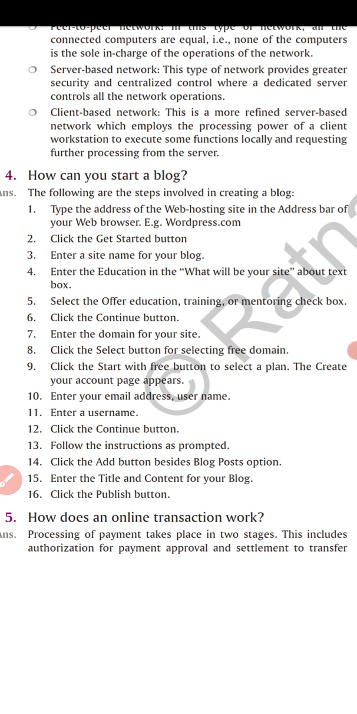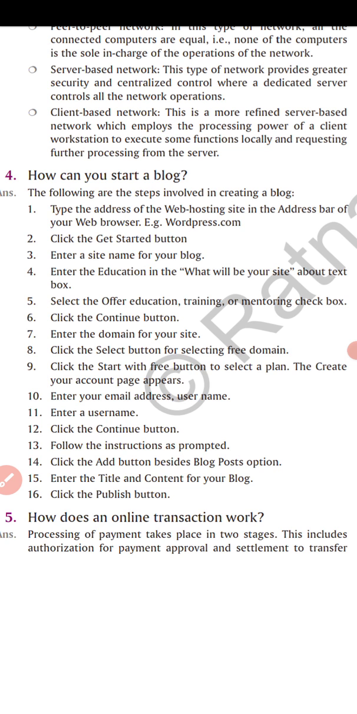Click the Continue button, enter the domain for your site, click the Select button for choosing a free domain, and click the Start with Free button to select a plan. The account creation page appears. Enter your email address and a username, and click the Continue button. Follow the instructions that appear, and click the Add button beside the blog post option. Now enter the title and content for your blog and click the Publish button. In this way you will find the options for creating and starting a blog.